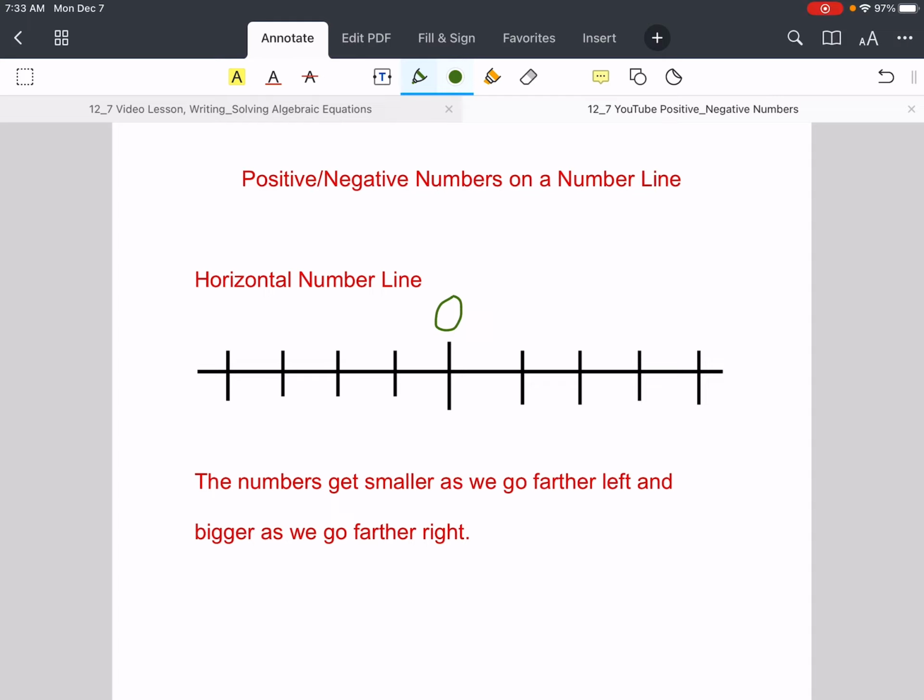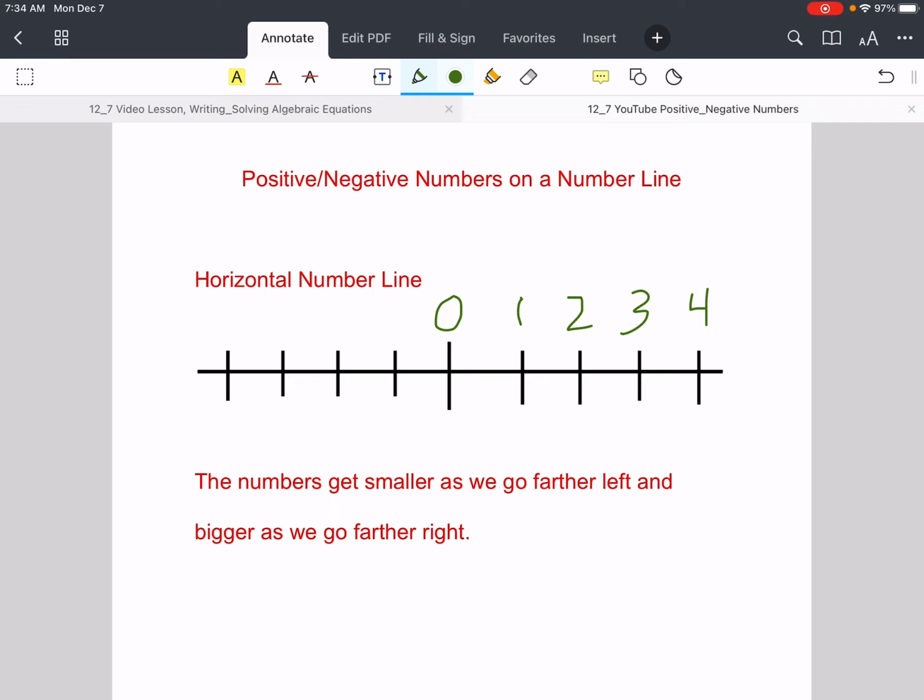And each tick mark represents an increment, which means how far we space out the numbers. And you can choose any increment you want, but you want to keep them consistent. So for this first one, I'm just going to count by ones. So our number line goes up by ones. And we count all the way to 4. The positive numbers are easy.